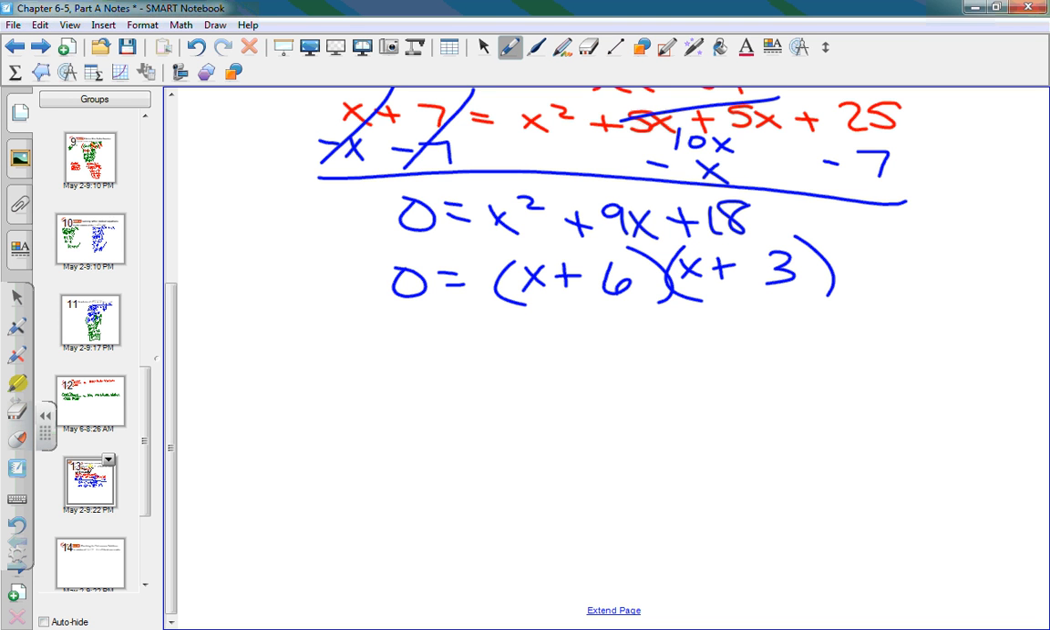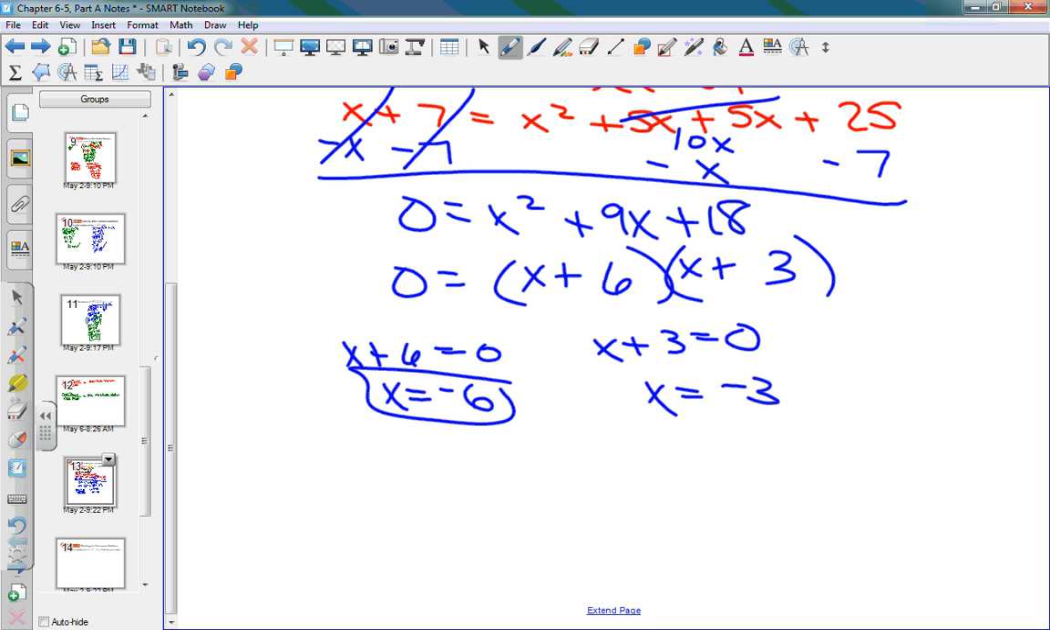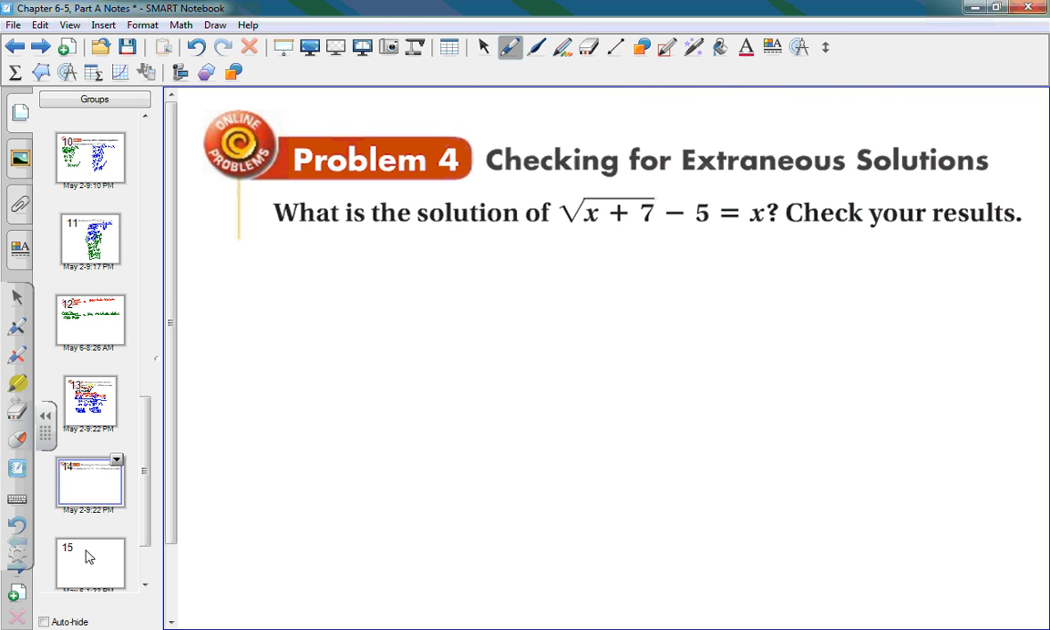How do I solve this? I say x plus 6 is equal to 0, and I say x plus 3 is equal to 0. So my two answers are negative 6 and negative 3. Now how do I know if those two things work? Don't assume, especially not on these ones. What do you think you have to do here? You've got to check them.